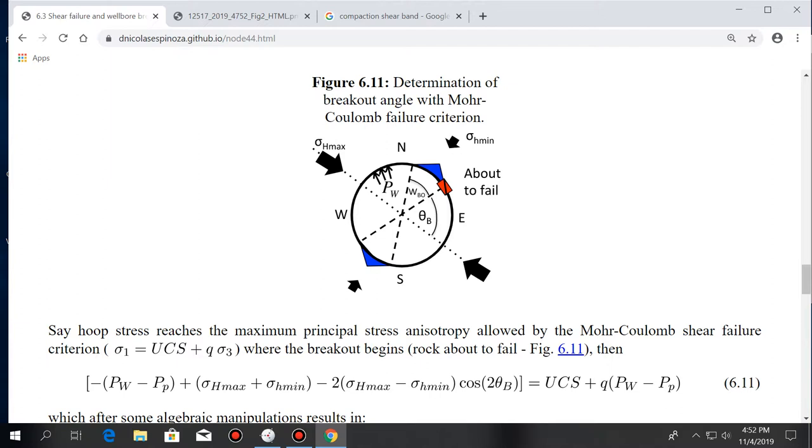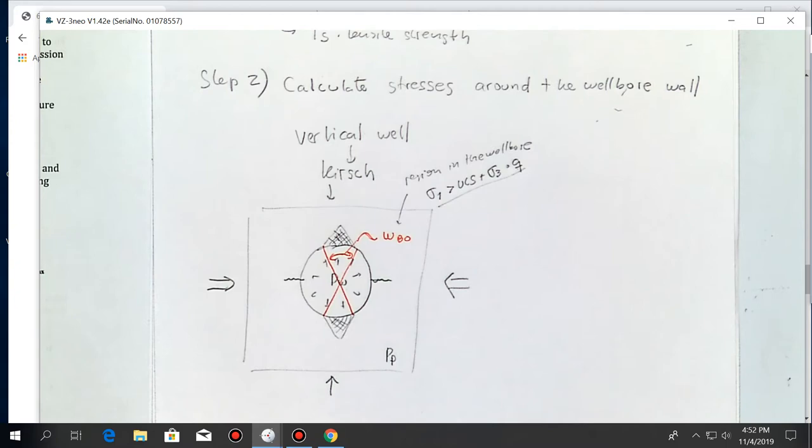But you're going to have to do this for deviated wellbores. And this is where it gets a little bit more complicated. But it's basically the same procedure. You have to look for where sigma 1 and sigma 3 go over the line of the shear failure criterion. Okay, so with a deviated wellbore now, the vertical well solution, again, is in my notes, and it's relatively straightforward.